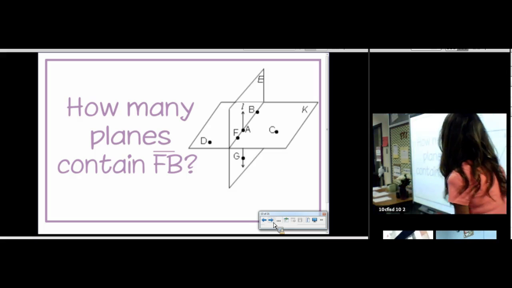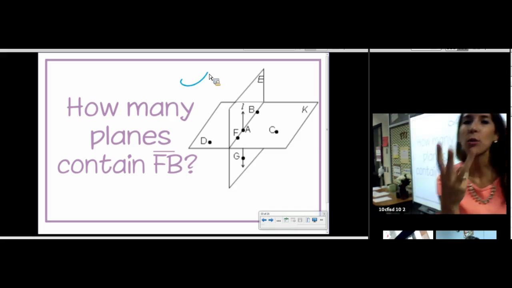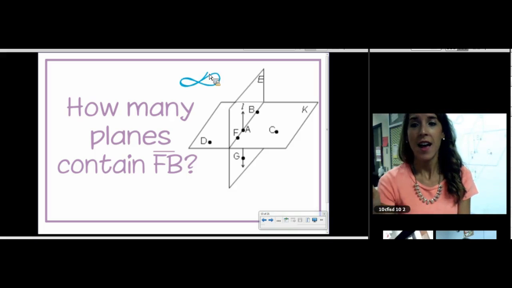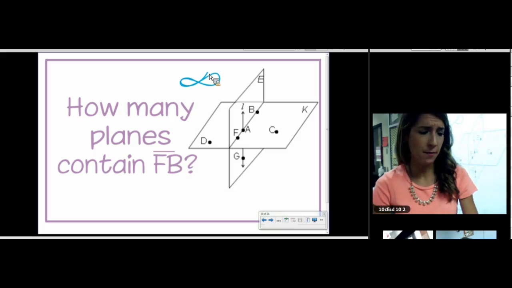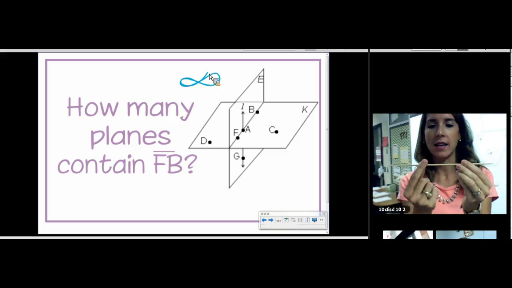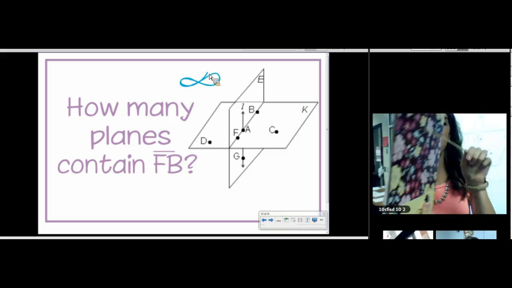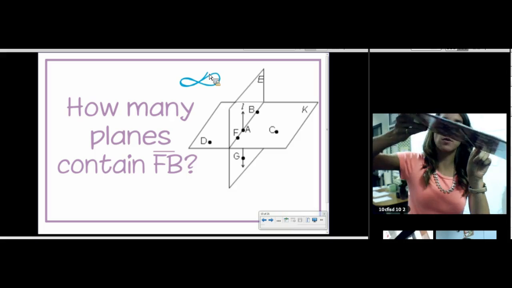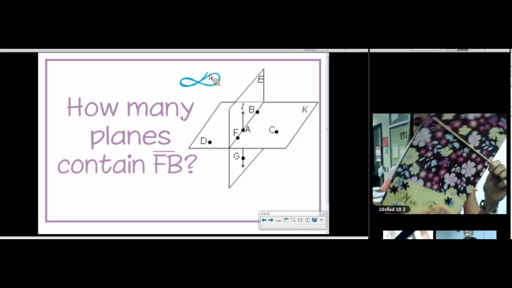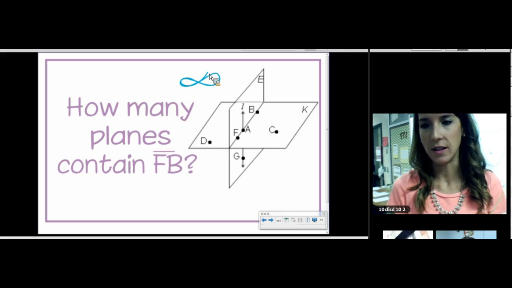Oh, goodness. It is an infinite number of planes. It takes 3 points to make a unique plane. Segment FB, it only takes 2 points to make a line. So you could take a plane through any 2 points, and you could put a million planes. You can rotate your plane. You can pivot your plane. I'm pivoting my plane, and I still have this line. So through a line or through a segment, there's an infinite number of planes.